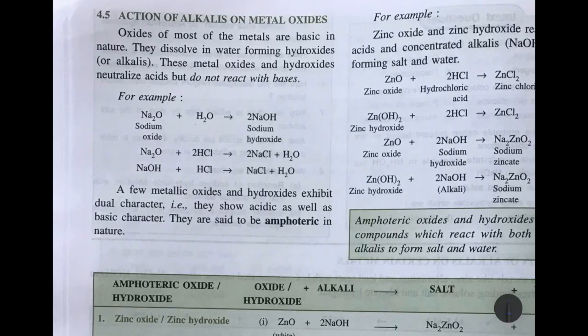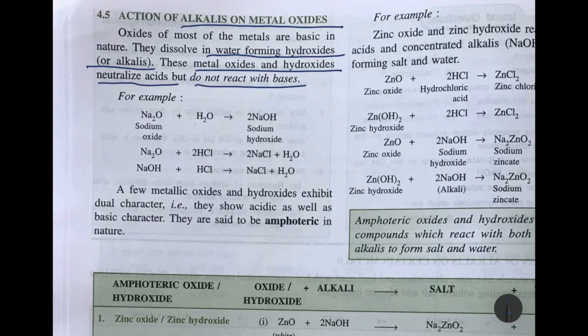The action of alkalis on metallic oxides. Now, oxides of most of the metals are basic in nature, because remember, I have told you in the class also, bases are the oxides and hydroxides of metals. So, they dissolve in water, forming hydroxides. If they dissolve in water, they are known as alkalis. Okay, so these metal oxides and hydroxides, they neutralize acids but do not react with bases.